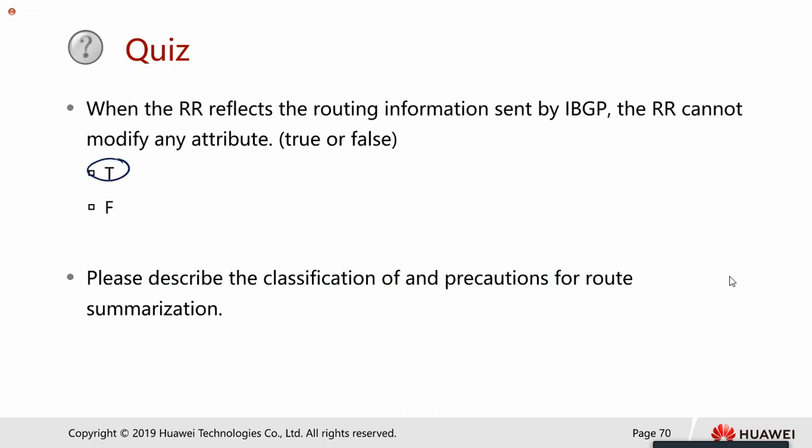Okay? Because the RR is just reflecting the traffic, just reflection. So they do not change any information. Whichever they have, they just reflect to the peers. So please describe the classification and also the precautions for route summarization.